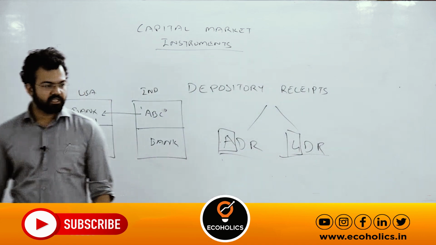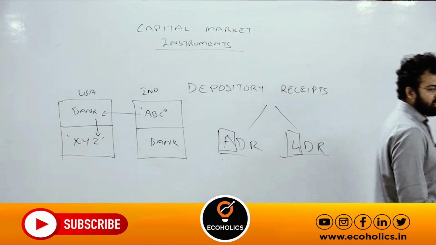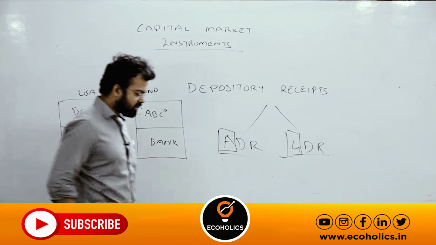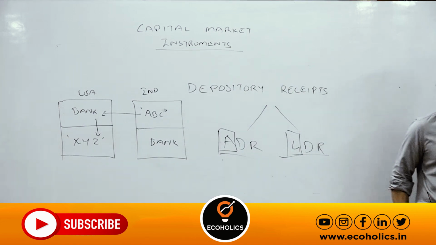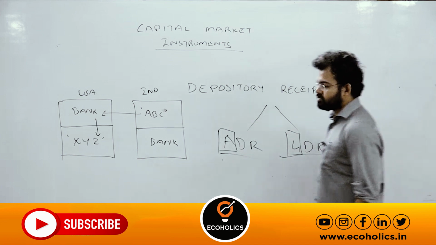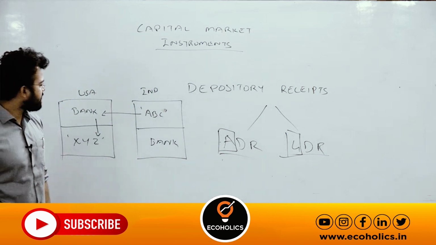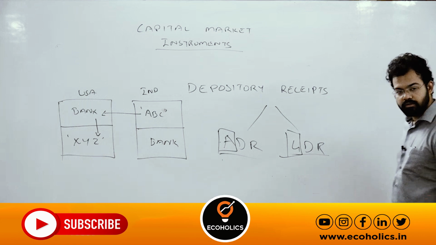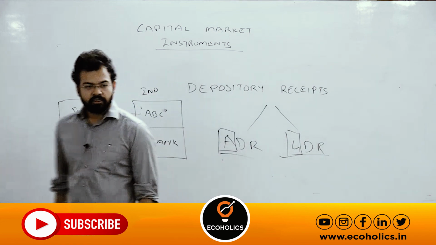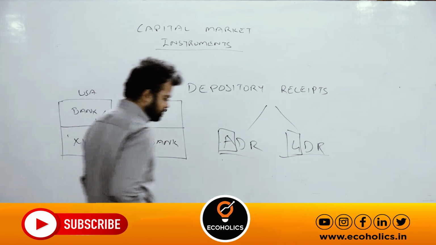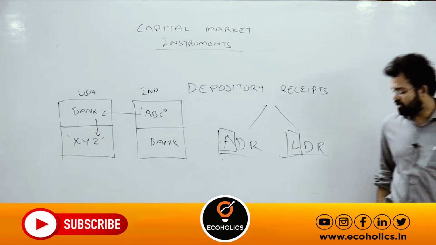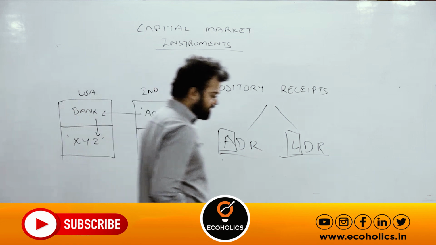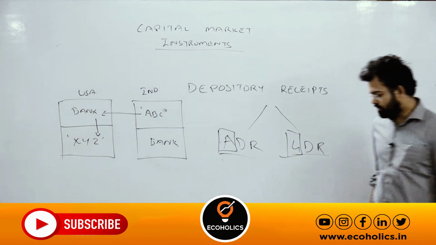If a domestic company ABC wants to sell its share in the American market, then it will take the help of any American bank in issuing ADR to the ABC company.